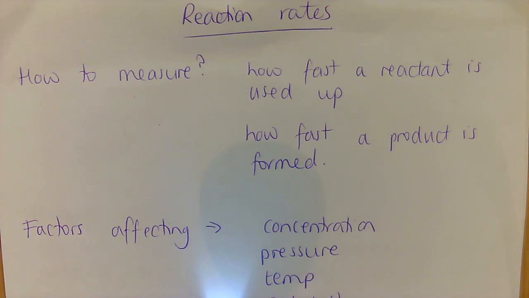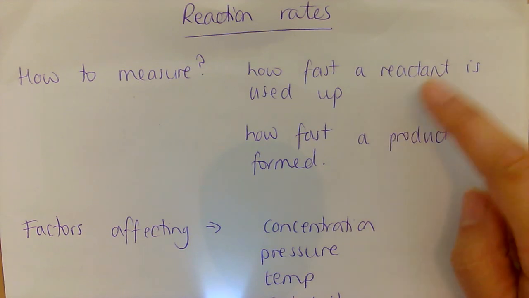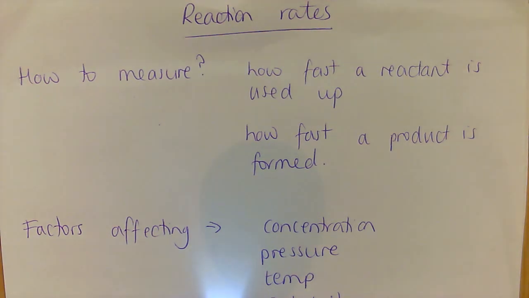There are two ways that you will do that. You either measure how fast a reactant is used up, or you measure how fast a product's formed. So most of you at GCSE will have done this one. You'll have maybe added some magnesium to hydrochloric acid, and you'll have measured how quickly the hydrogen gas is formed. But you could also look at how fast a reactant is used up. Either way, what you're essentially looking at is the change in something, change in concentration, change in mass, and dividing it by the time. So time always goes on your x-axis, and the other variable on the y-axis.